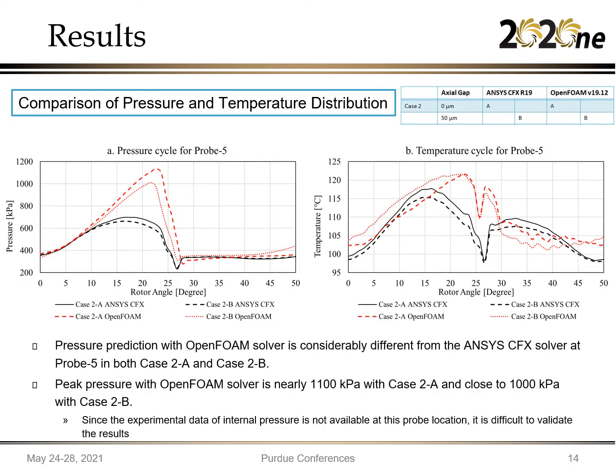If we look at probe number 5, which is after the outlet is closed, a very high pressure rise is experienced. This is because the chamber is now isolated from the inlet port as well as the discharge port. In case of the CFX solver, the pressure rise goes to around 600 kPa, whereas with the OpenFOAM solver, it goes beyond that, up to 1000 kPa or 10 bar.